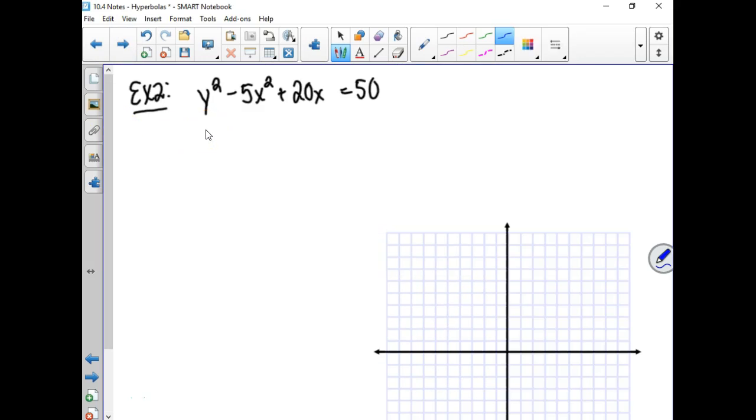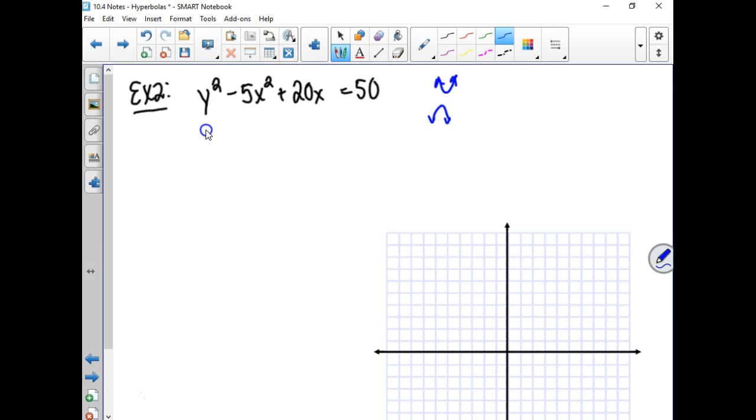Okay, this one will go up and down, and Gabriel knows that automatically because that y squared is positive and the x is negative here. So this one is going to open up and down. So it might even be a good idea to write that down or jot it down so you remember it whenever you start graphing.